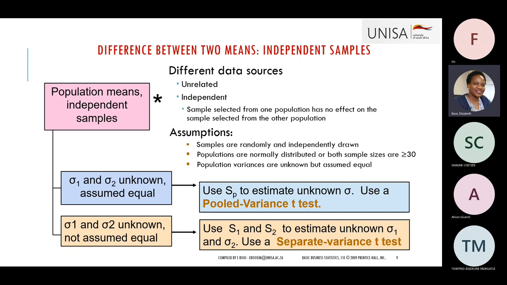And when they are assumed equal, then we use the pooled variance t test to calculate. When they are not assumed equal, then we use the separate variance test. Most of the time in your module, you will be using the separate variance test. The pooled variance you don't have to worry about. Your module does cover a little bit of it, but they don't explain it in more detail, and you are not expected to know how to calculate it. But you are expected to calculate the separate variance t test, and we're going to look at the examples just now.